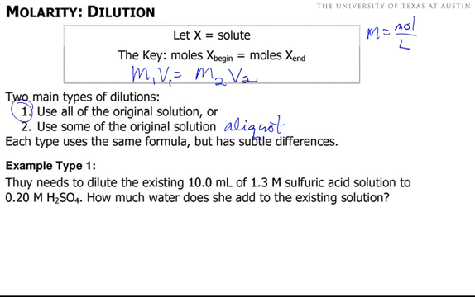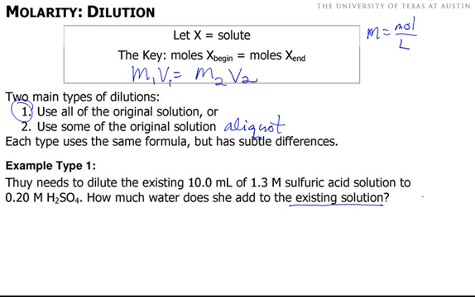So let's look at our example. TUI needs to dilute an existing 1.3 molar solution down to 0.2 molar, and she's going to use the entire solution. How much water does she add? Now I know that it's the entire solution because it says so in the question.